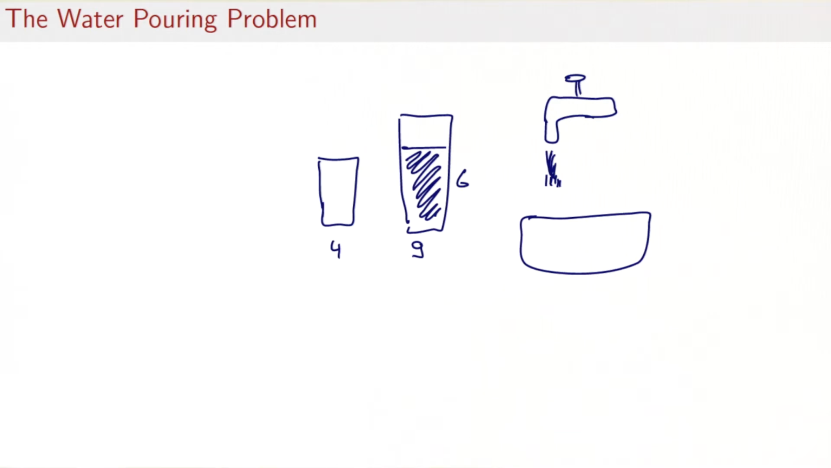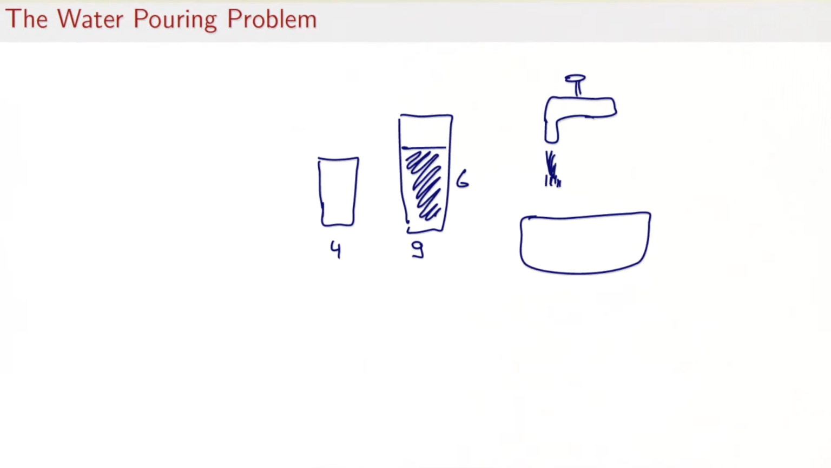Doesn't matter which one. However, you're not given any marking on the glasses, so the only knowledge you have is the total capacity of the glasses. And the moves that are available to you are: you can either fill a glass completely using the faucet, or you can empty it in the sink, or you can pour from one glass to the other until either the glass from which you pour is empty or the glass into which you pour is full.